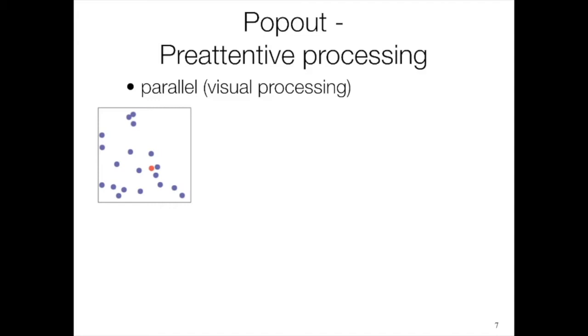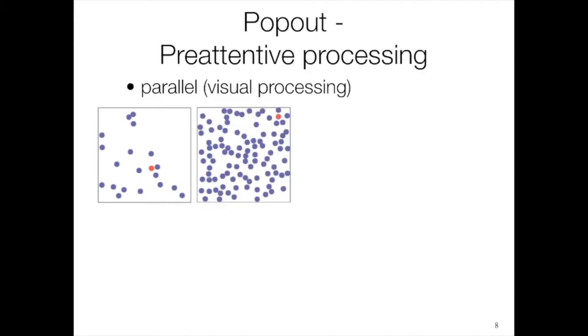If we look at this sample image, we can immediately spot the highlighted dot, because it has a different color than all the other dots in that image. This is still the case if we're looking at an image with a lot of dots and one is highlighted.